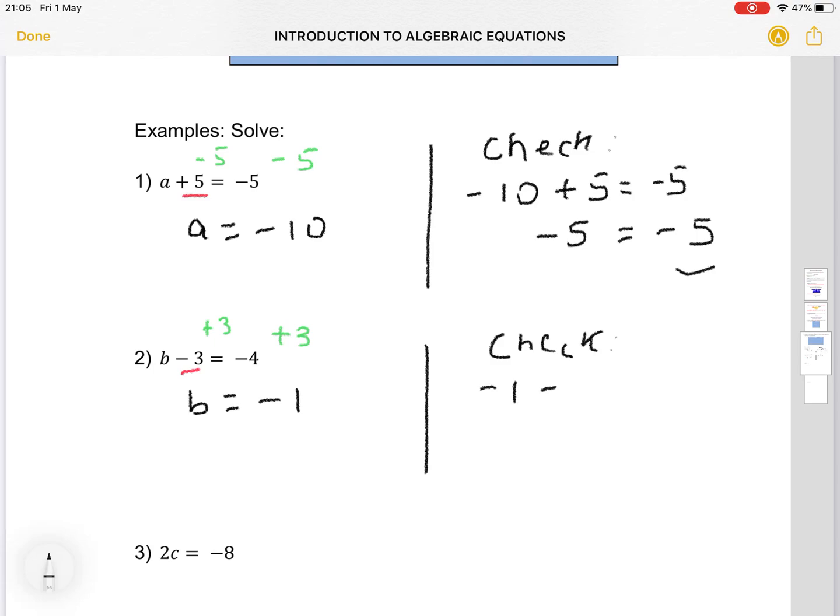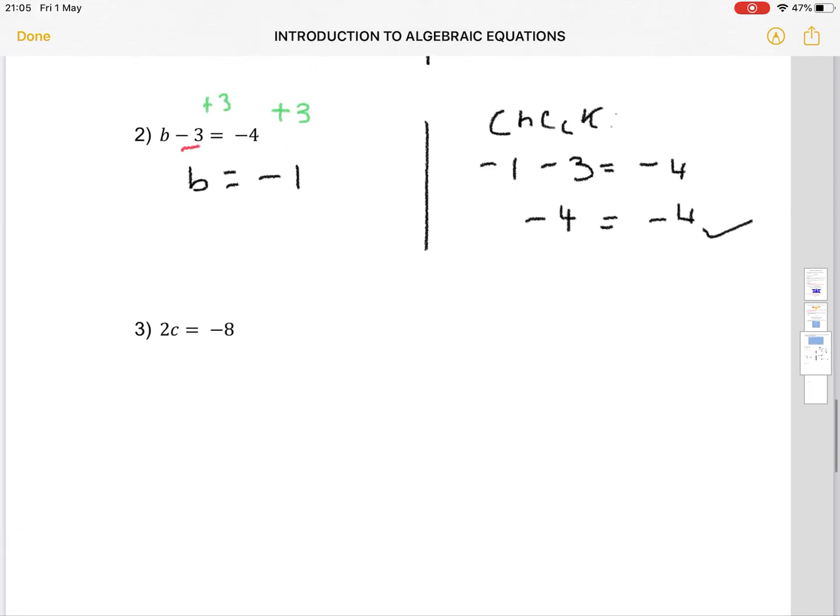Negative 1 minus 3. Negative 1 and negative 3. In all, I have a negative 4. Okay, so since I only owe money, on the right hand side, I have a negative 4. Since the left hand side is equal to the right hand side, my answer is correct.